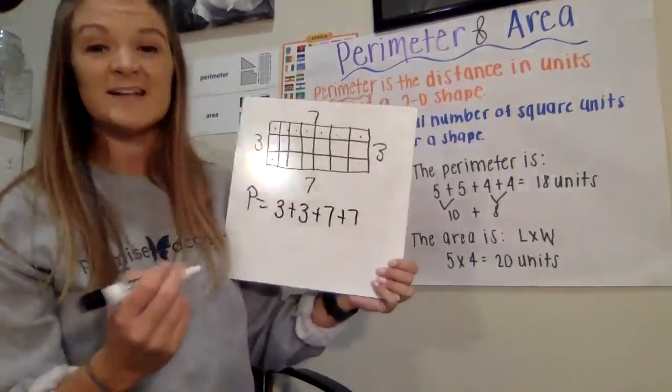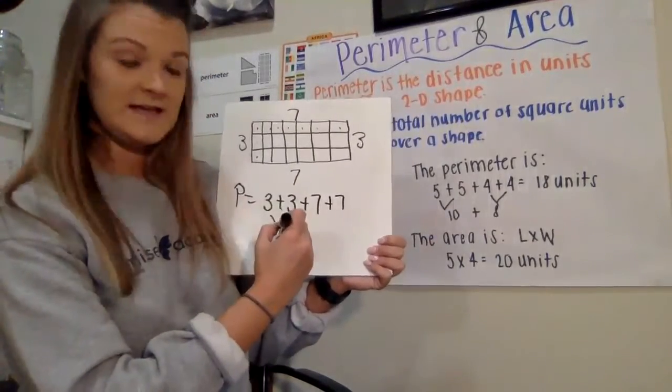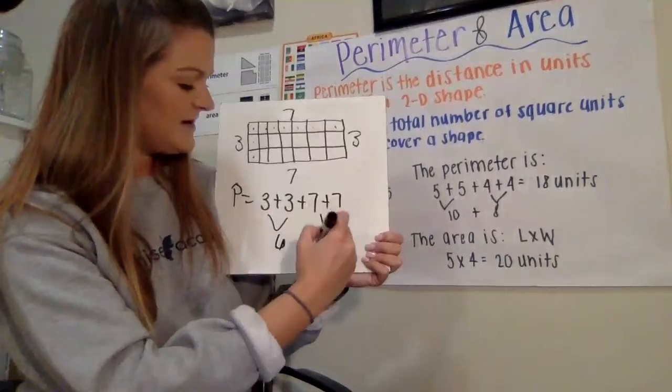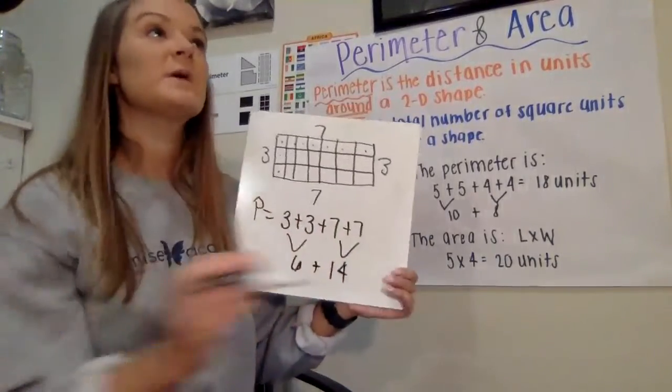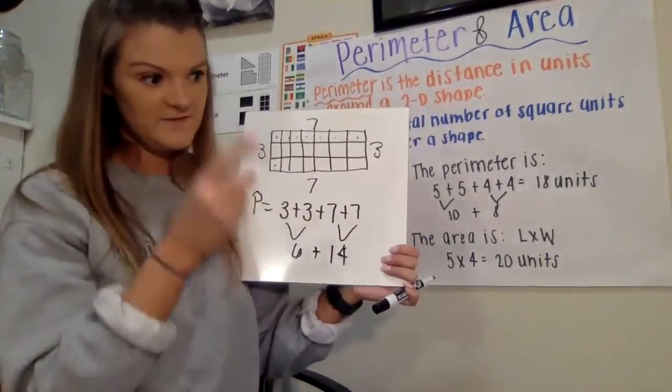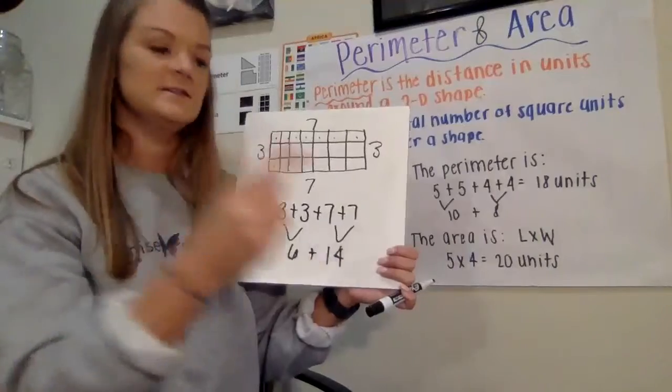I'm going to look for some facts that I know. I know 3 plus 3 is 6. 7 plus 7 is 14. 6 plus 14, well, 14, 15, 16, 17, 18, 19, 20.